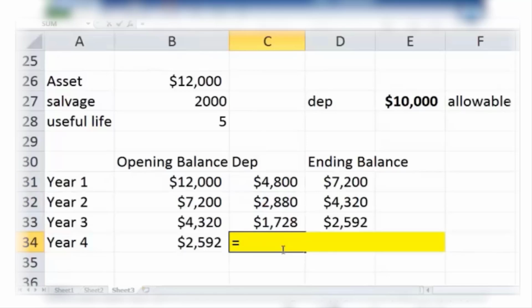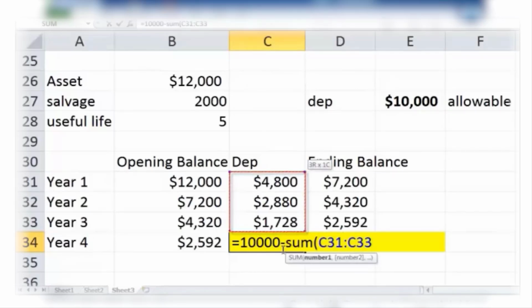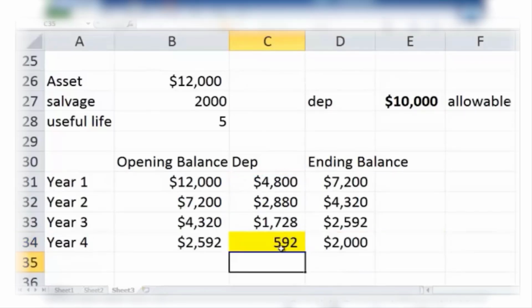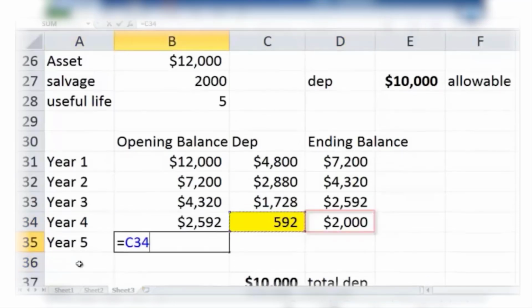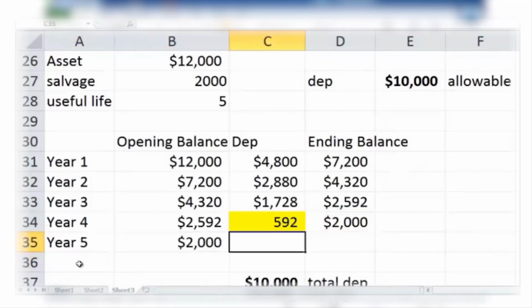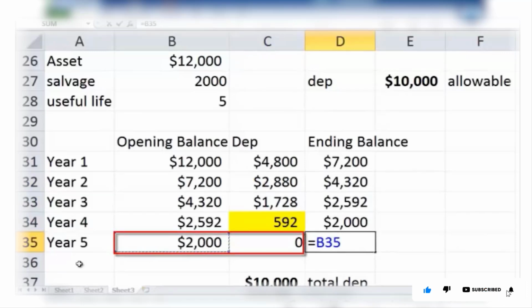So I'll put a plug figure by calculating it in a reverse way. 10,000 minus the sum total of the earlier accumulated depreciation. So my depreciation amount comes out to be 592, so that my ending balance is 2000. Let's look at year 5. Your year 5 beginning balance will be equal to 2000. Depreciation here will be 0 because all amount that could be depreciated is already gone, so this will be 0 here, and the ending balance will again be 2000.